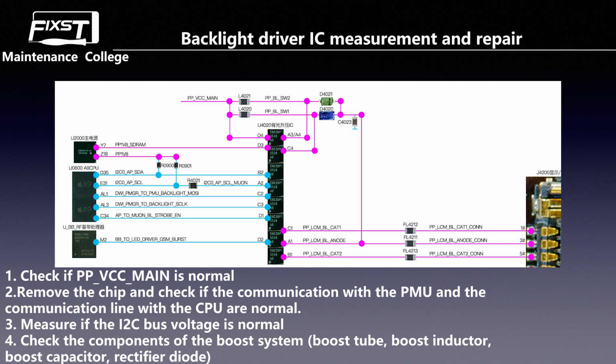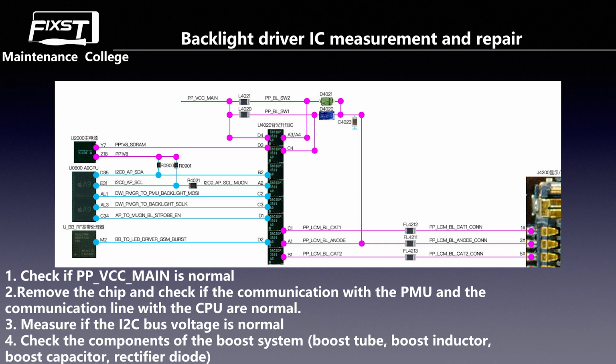After we remove the backlight driver IC, we need to test the pins under the pan. We need to test whether the resistance is normal or not. If the resistance is normal, we change a new one to have a try. If the resistance of a pin is abnormal, we need to repair this problem line to let it become normal.